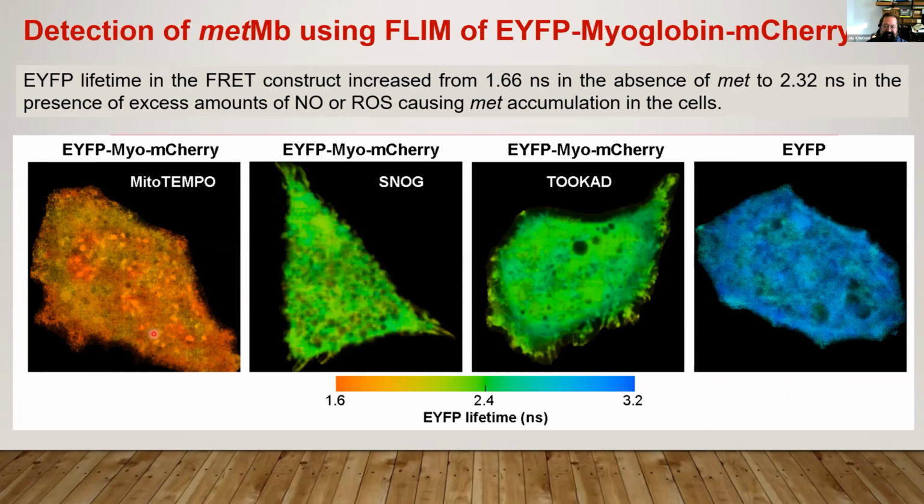If you put a scavenger in there so there's no MET at all, although this is very similar to normal cells, you see that there is a short lifetime characteristic of oxy and deoxy. But if you put in saturating levels of NO, or you illuminate the ROS generator, you definitely can detect it as the lifetime moves up to the middle twos. And if you were looking at EYFP alone that didn't have the sensor on it, it would be way up around 3.1.